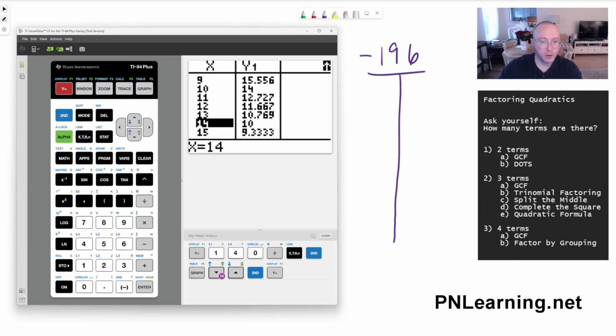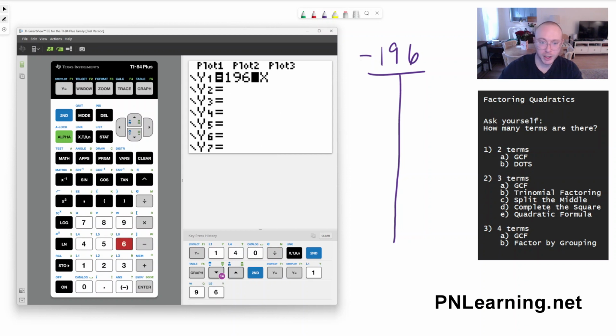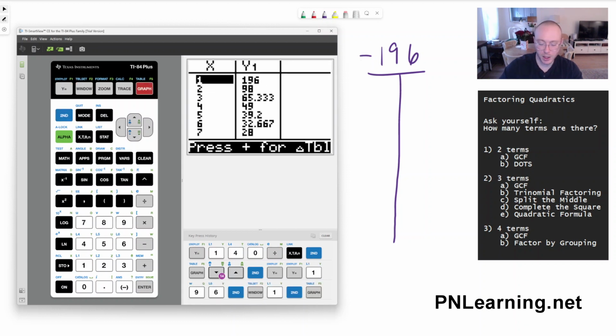So we want to go back to the y equals menu. We want to change this to 196. We want to go back to our table. Here we are. We've got some factors.